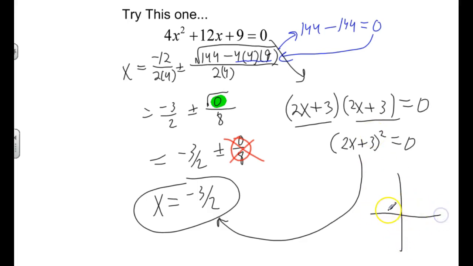The graph of this would only have one solution. It's because the parabola only touches at one spot, right? It touches just there at x equals negative 3 halves. It only has one solution. It only crosses the x-axis once.